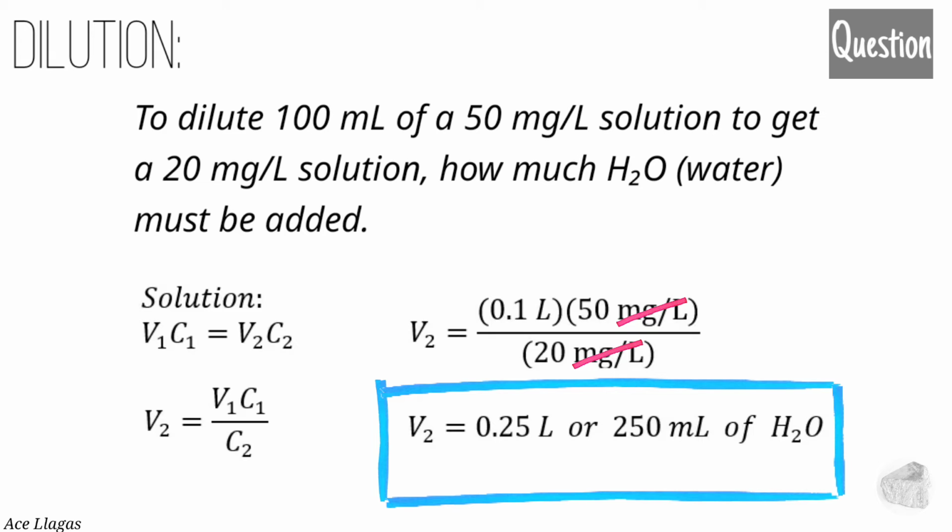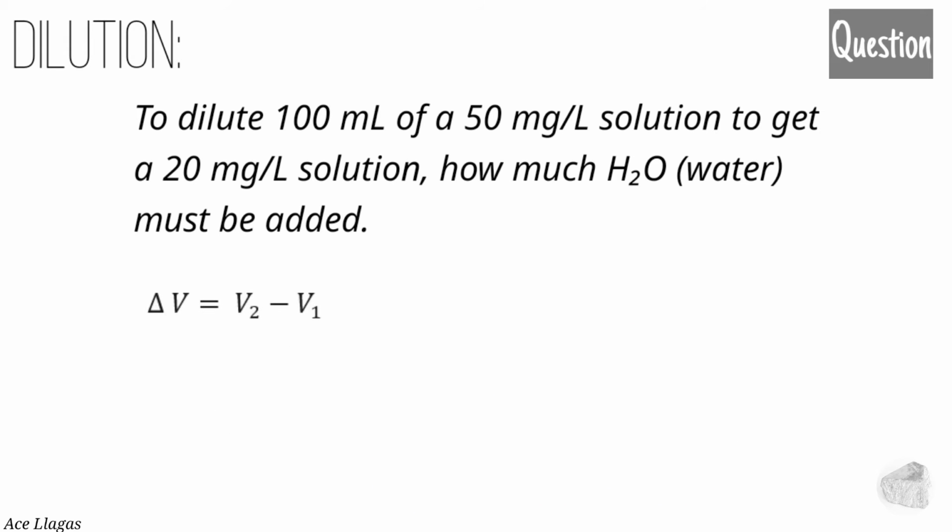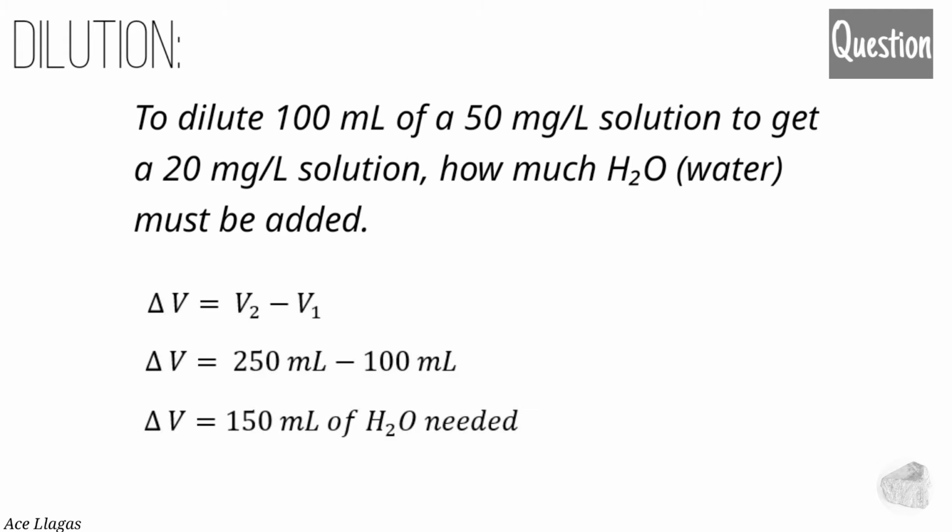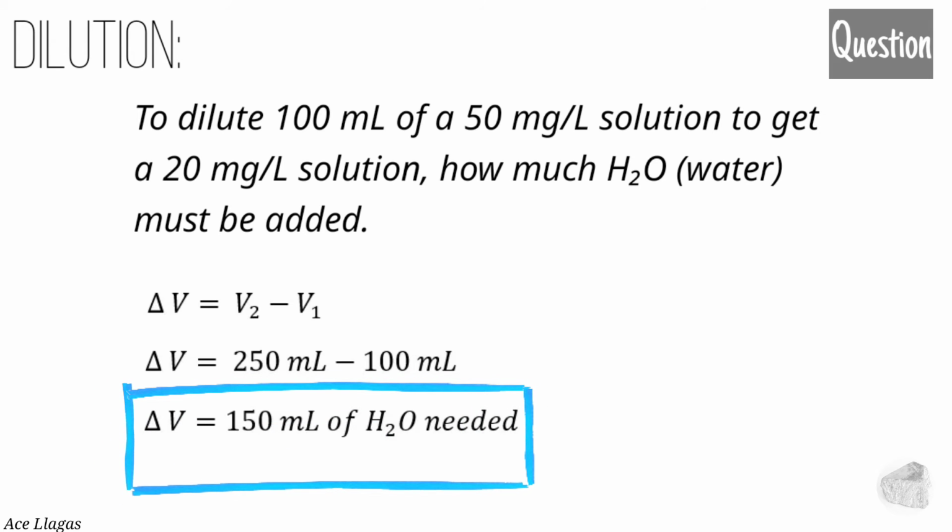Speaking of the amount of water needed to be added to the initial solution, we must subtract the initial volume from the final volume: delta V equals V2 minus V1. Placing our values in, we know that we must add 150 milliliters to reach its desired final volume and concentration.